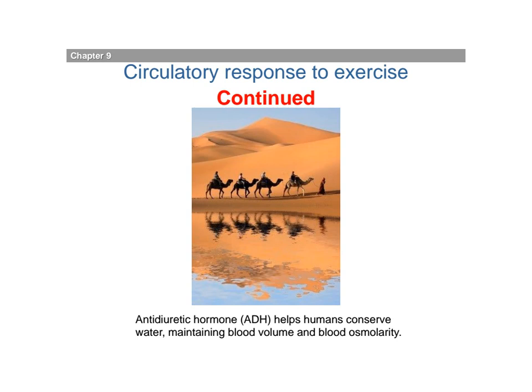This is the second lecture on the circulatory response to exercise. One of the themes is maintaining blood pressure, and one way that we do this is by maintaining blood volume. The hormone ADH, or antidiuretic hormone, is very helpful for this. It helps the kidney to conserve water, and that's actually allowed humans to live in various environments, such as in the desert.